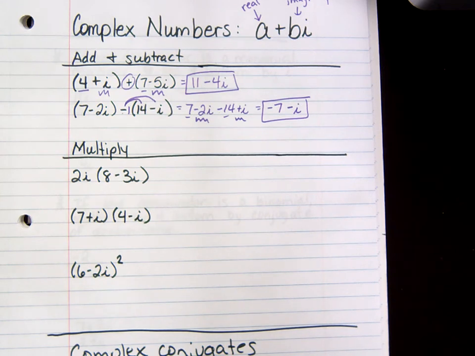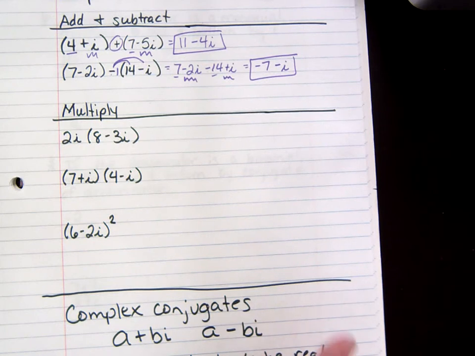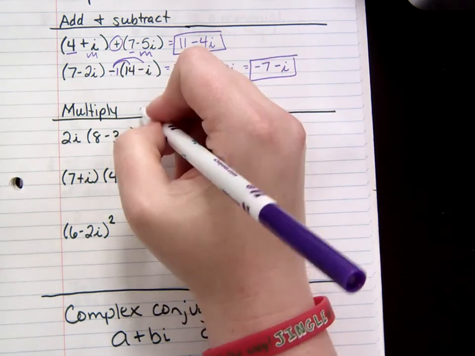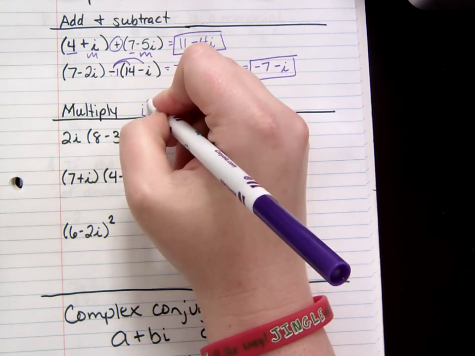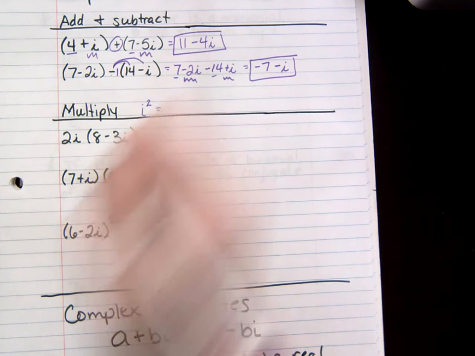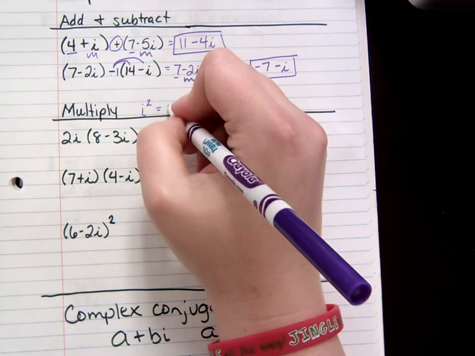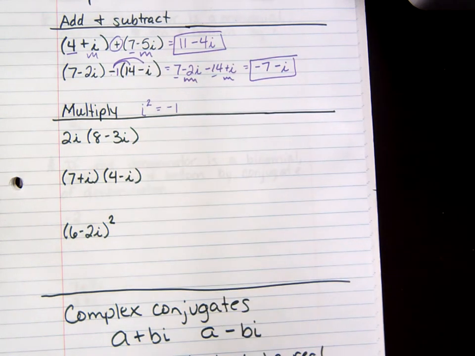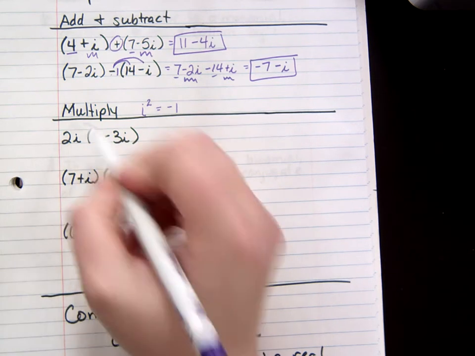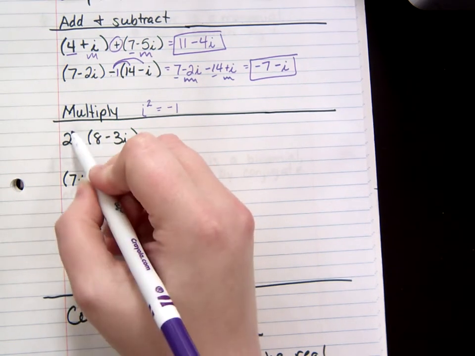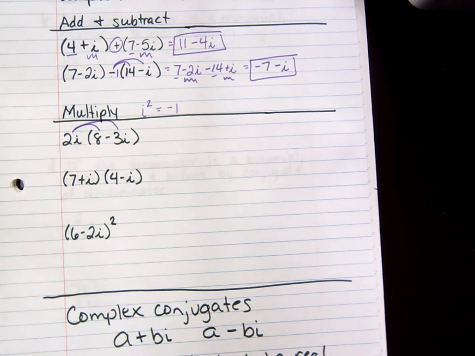Now you can also multiply complex numbers, and for the most part, again, you can treat it like the i was an x. The only thing you have to worry about is if you get i to any power, you're going to get i squared a lot, and i squared is equal to negative 1. So for instance, this one I'm going to distribute.